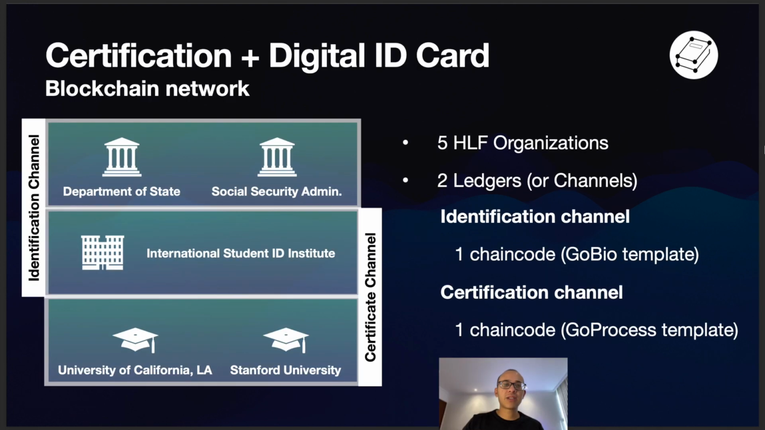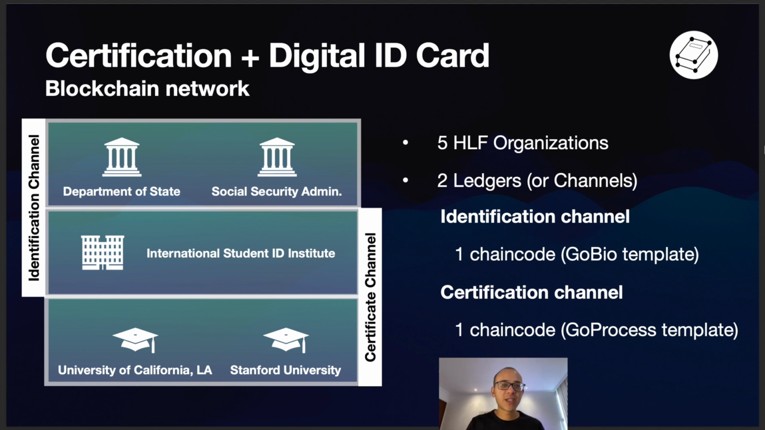So let's step back a little bit and think about our use case. In this demo, we want an international student ID institute to certify that some student is enrolled in a university and is a US citizen, so that this institute can, let's say, issue a student card. But we don't want the US government to access university registries and neither the universities to access government IDs.